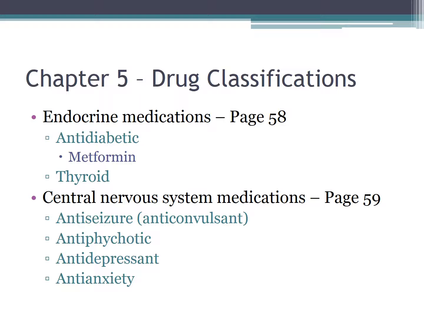Central nervous system medications are listed on page 59. Again, if I know my patient's on some of these, it can lead me to be a better practitioner and give better care. If I have a patient that has seizures, I can anticipate it and not be shocked when it happens. Antidepressant medications or anti-anxiety may lead me to think that they need a little extra TLC, and there's nothing wrong with that.